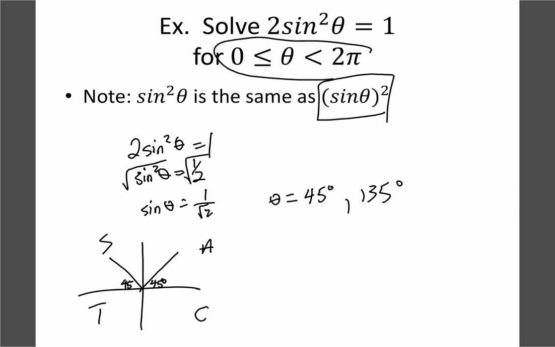We go back to the question, is it a general or is it a specific? This one's a specific, and we want it to be in radians. So let's just convert it back to radians. We'd have pi by 4 and 3 pi by 4.